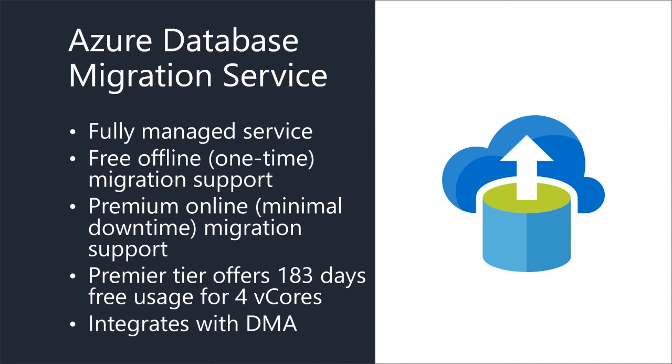You'll need to use the premium tier of the database service in order to do this online, but this is free for 183 days for 4 vCores. With offline migration, application downtime begins when the migration starts. With online migration, the downtime is limited to the time required to cut over the new environment once the migration itself completes. But you've got to think about this for a moment, because sometimes downtime is just not a possibility. So you've got to make sure that you pick the right strategy for migration.